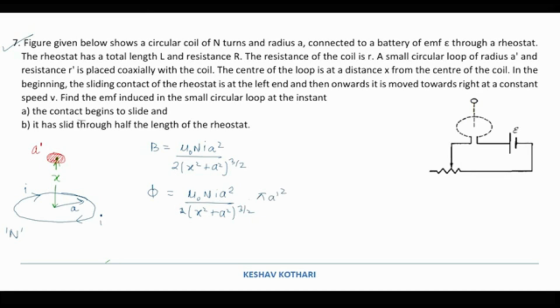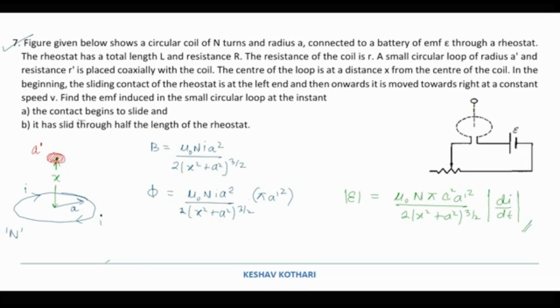So we have multiplied it with this area, and over here we can calculate that the rate of change of flux is regarded as the magnitude of EMF. So if we calculate the magnitude of EMF, which is equal to d phi by dt, we can write it in this way: mu naught n pi a square into a dash square upon twice of x square plus a square to the power 3 by 2 times of di by dt. So we wish to calculate this rate of change of current now.